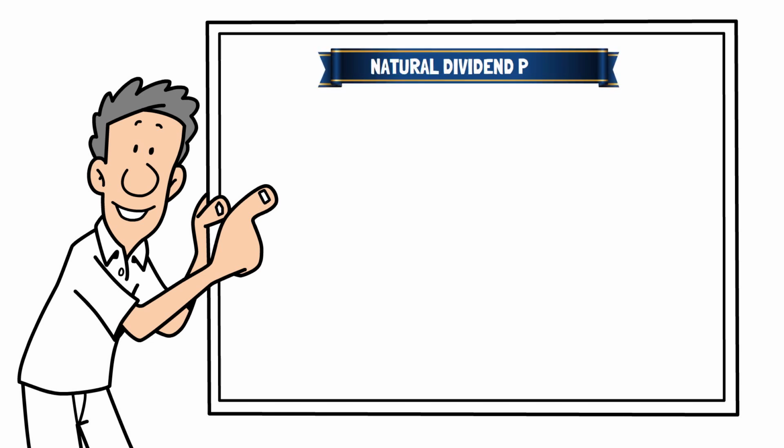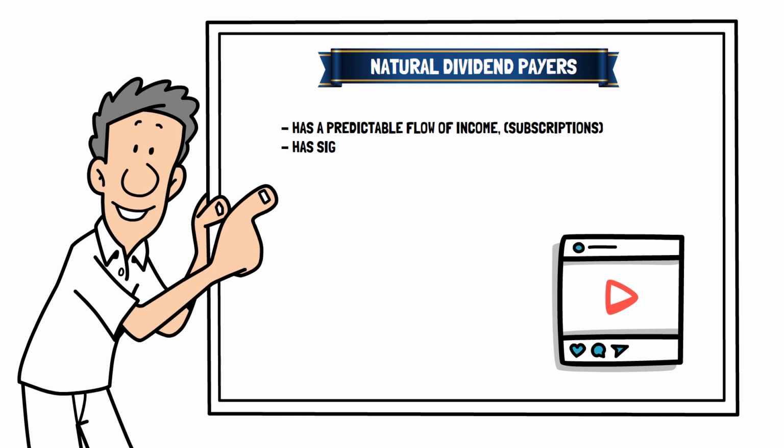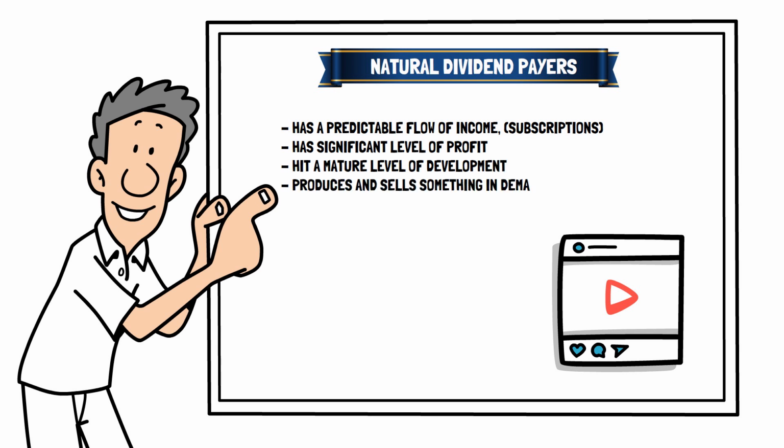Okay, so what is my big idea? It's some adjusted categories for dividend investors to help decide which sectors you're more likely to find what I call natural dividend payers. These are essentially the type of companies that should be paying dividends, and there are many companies that definitely shouldn't. I made a few videos about this topic before, so I won't go into super detail here, but essentially a company that has a predictable flow of income, so think things like subscriptions, has a significant level of profit, hit a mature level of its company's development, produces and sells something in demand, things like needs rather than wants, has a sustainable client or customer base, and has a strong moat.